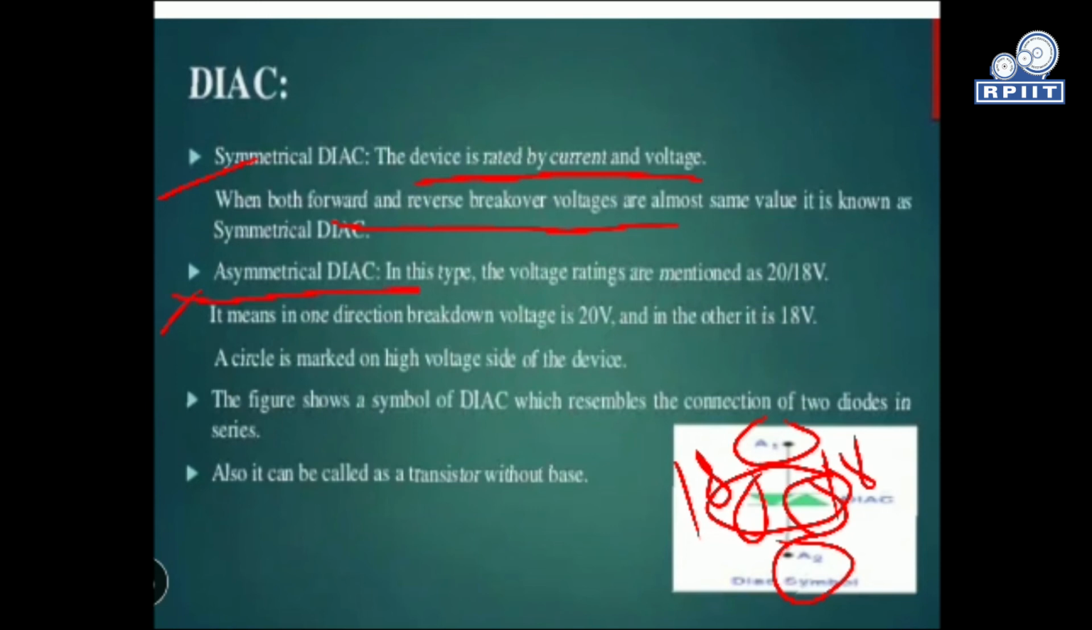Otherwise, in an unsymmetrical DIAC the voltages are different in the two diodes. So we can say the first one is 20 volt and the other is 18 volt, meaning that in one direction the voltage is 20 volt and in the other direction it is 18 volt. That is marked as the voltage side of the device, and the circle is always marked on the high voltage side. The symbol of the DIAC will look like this, as I have already shown. It resembles the connection of two diodes in series, and it can also be called a transistor without base. So this is all about the DIAC.